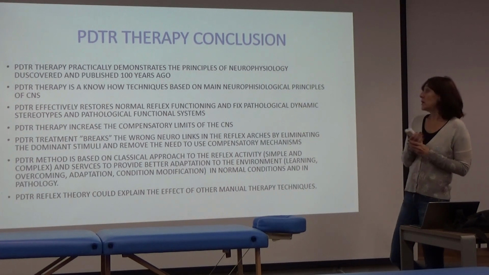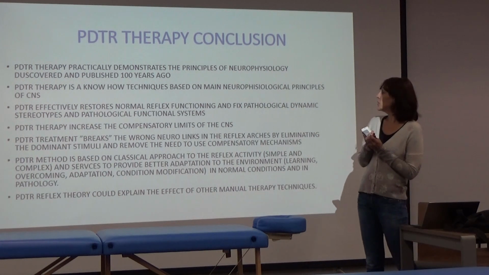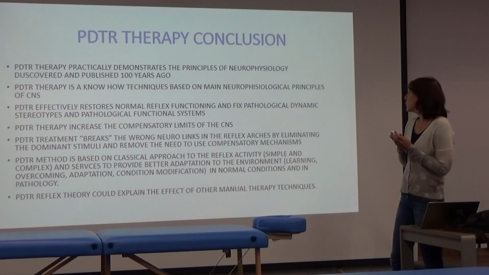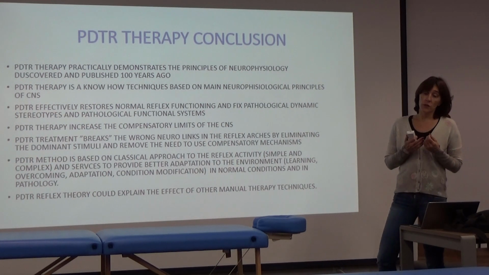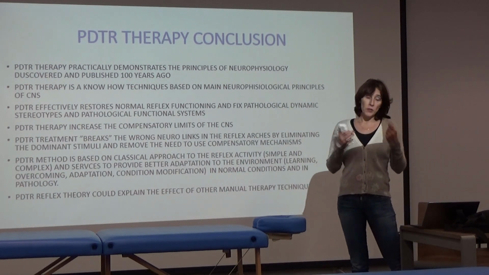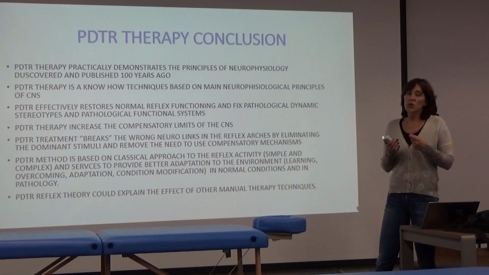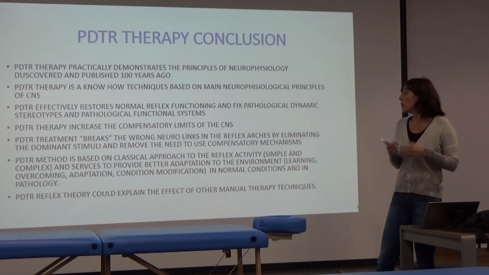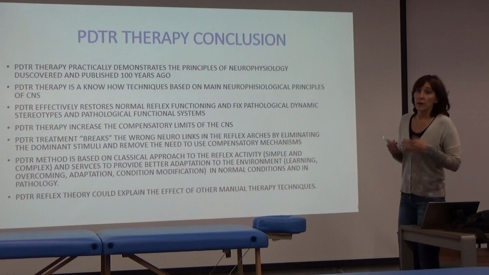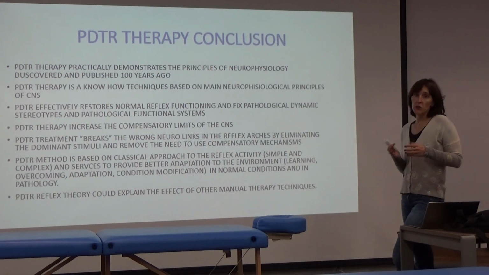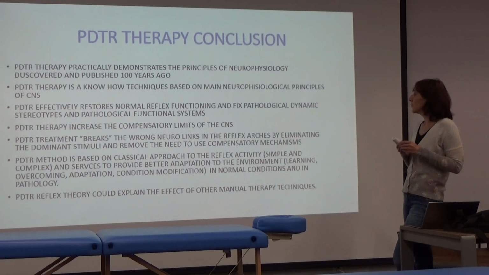What PDTR actually does is it breaks the wrong neural connections in the reflex arches by eliminating the dominant stimulus and removes the need to use compensatory mechanisms. So the nervous system compensates because there is an excessive stimulation. As soon as we remove the excessive stimulus, we don't need to compensate anymore, and the regulation levels can manage their own work properly.